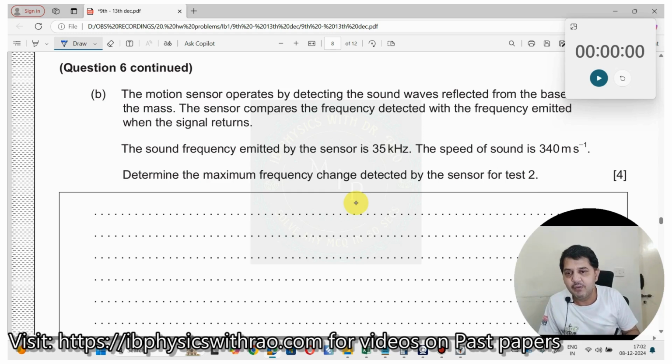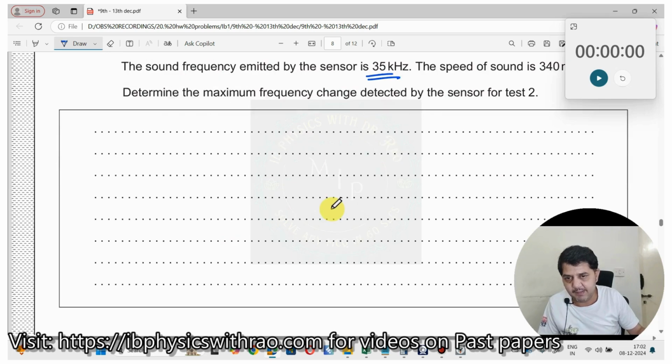Okay. Now the sound frequency emitted by the sensor is 35 kilohertz. That's what I said. It is emitting a 35 kilohertz signal. It goes to the obstacle, comes back to me, and then I can find out the distance. Right. The speed of sound is given. Determine the maximum frequency change detected by the sensor for test 2. What is the maximum frequency change?